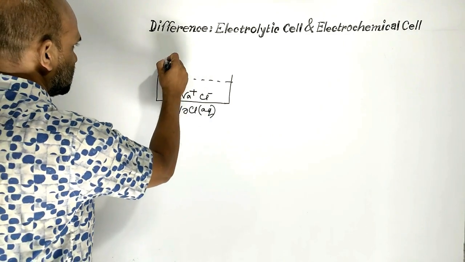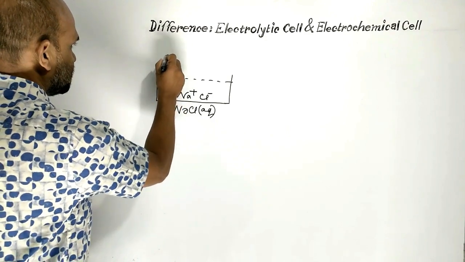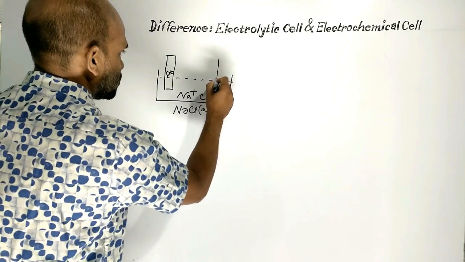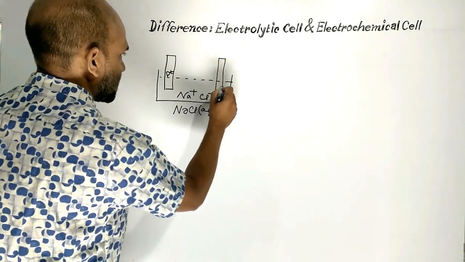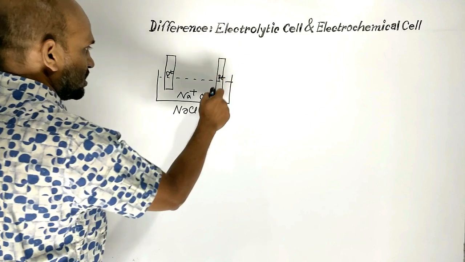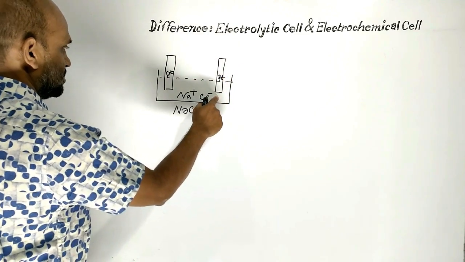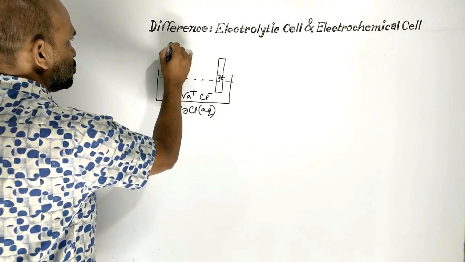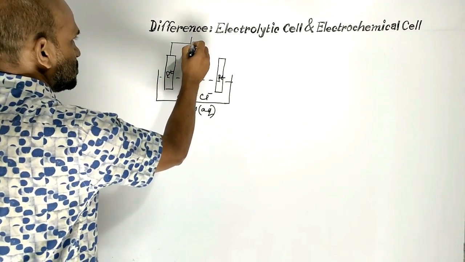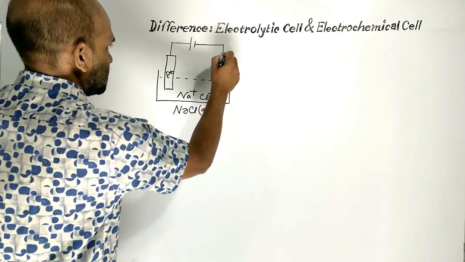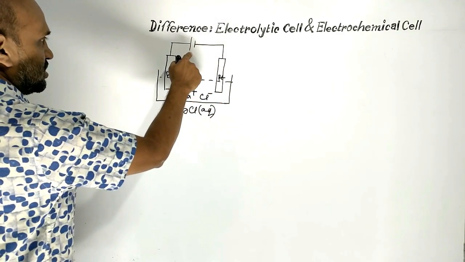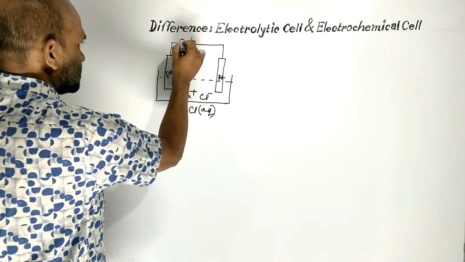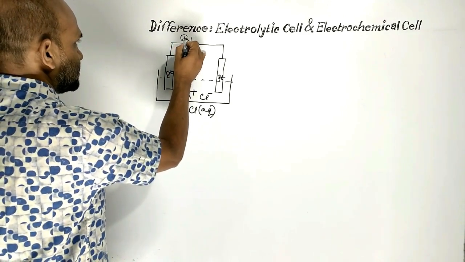In this solution, two metallic strips of platinum are submerged. Then these two metallic bars are connected with wire with a dry cell and electric power, in which this is the positive end.